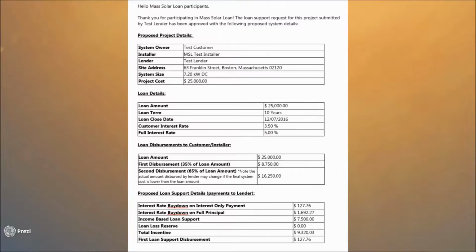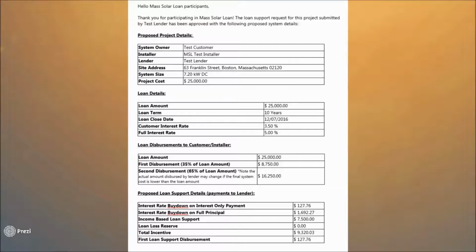An email will be sent to all parties containing the loan support summary. If the lender has not already released the first 35% loan disbursement, this email will indicate that they should do so now.